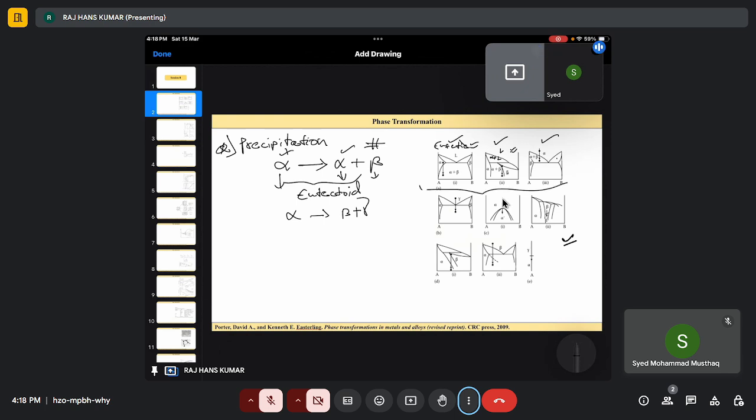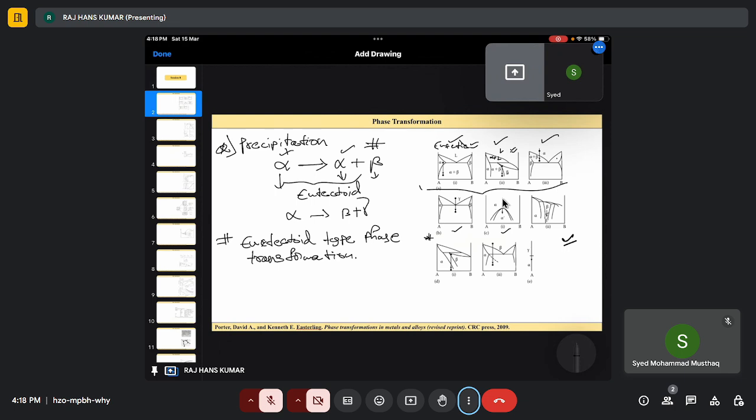Now, moving on to this one, which is B and C. Let's talk about only B. And what does B say? B says it is the eutectoid type phase transformation. So it tells about the eutectoid type of phase transformation.